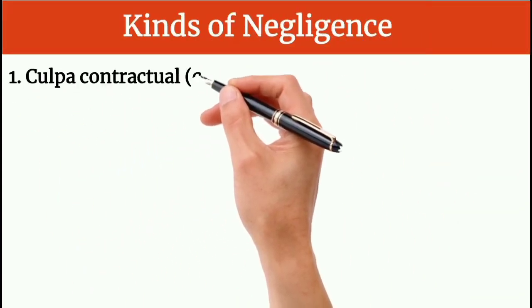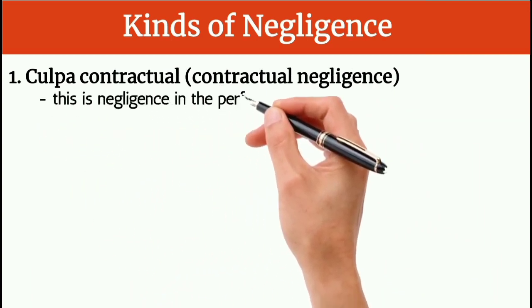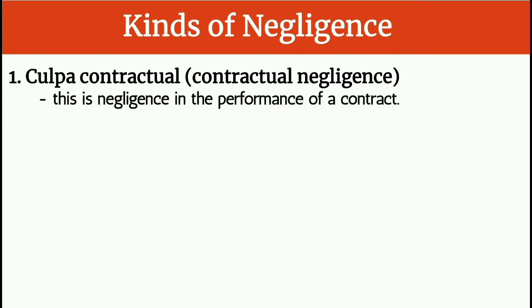Unahin natin yung culpa contractual or contractual negligence. Culpa contractual or contractual negligence is the negligence in the performance of a contract. In culpa contractual, there is always a pre-existing contractual relation. Meaning to say, there's a contract between the parties involved. In culpa contractual, the master-servant rule applies. Applicable ang master-servant rule sa culpa contractual or contractual negligence.